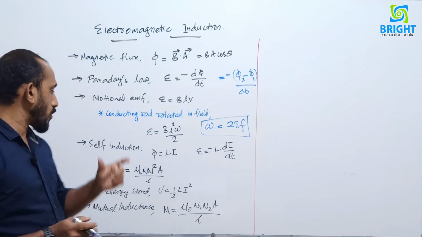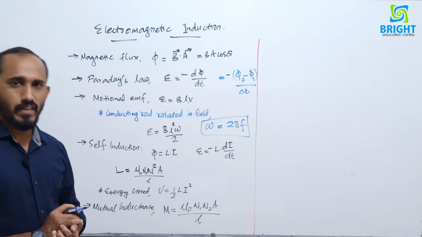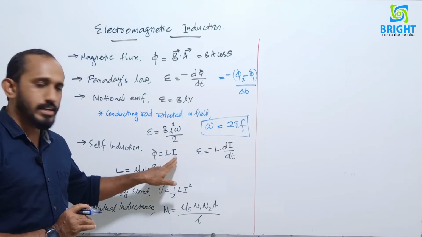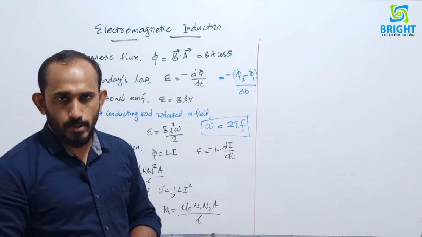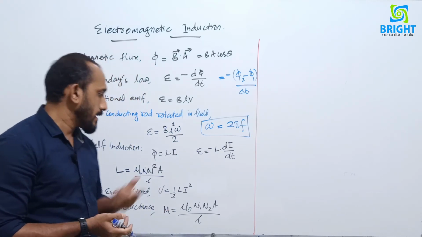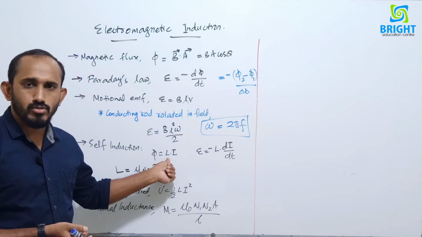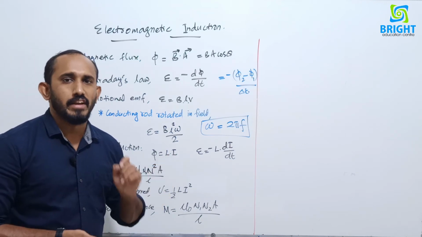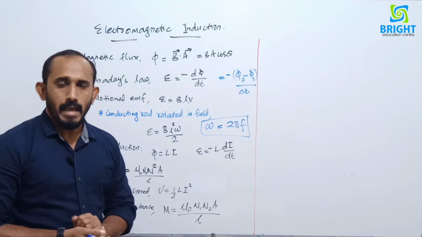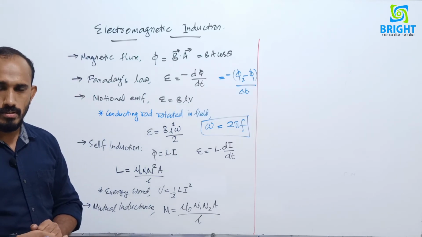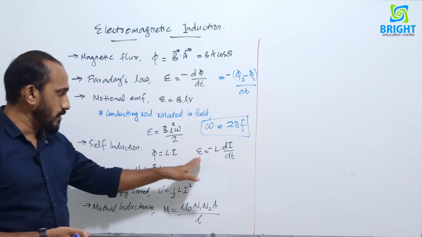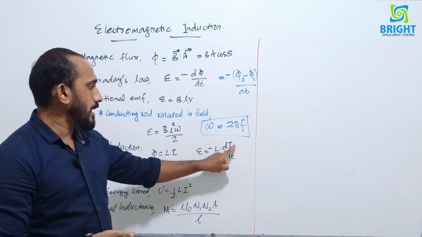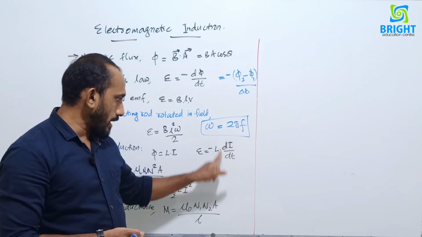This process is called self-induction, and the flux produced will be equal to L into I. How much current is there, that much magnetic flux will be produced. Phi is proportional to current I, and a constant L you can introduce there. This L is known as self-inductance. Henry is the SI unit of self-inductance. And in this coil, the EMF induced E will be negative L di by dt, rate of change of current.